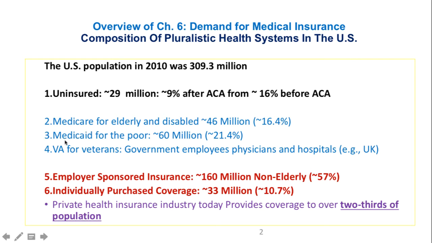Among those people who have insurance, 1/3 have government-related health insurance, and private health insurance today provides coverage to over 2/3 of the population through employer-sponsored insurance or through individually purchased coverage. And you remember there is no difference between these two because the employer is deducting the insurance cost from your paycheck.